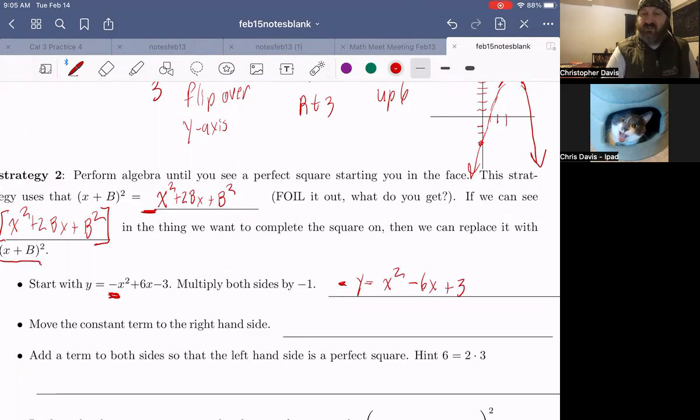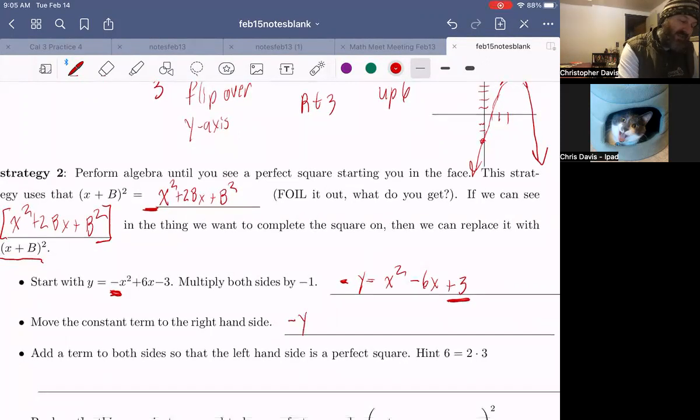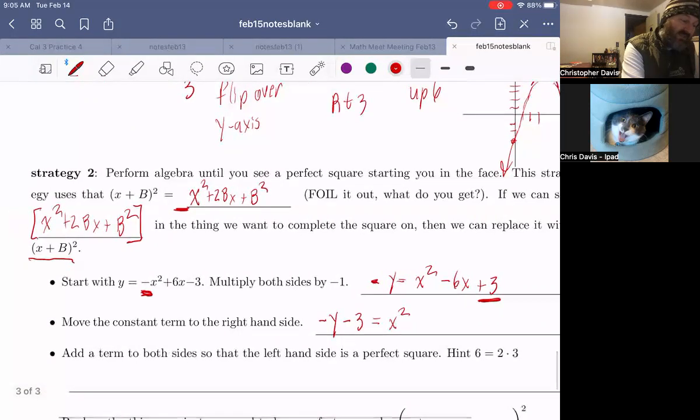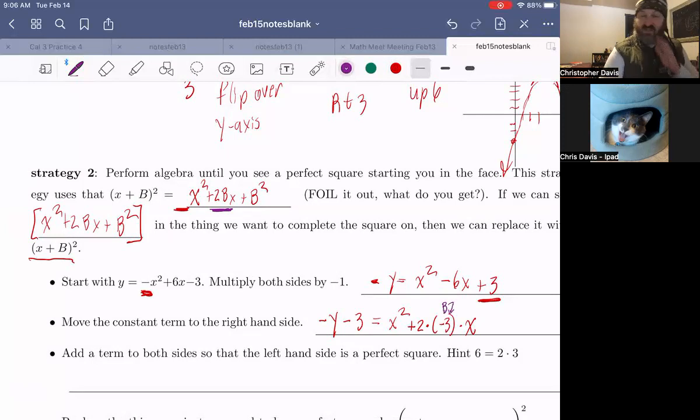So far, so good? All right, so this plus 3 is not really part of the analysis, so I'll just try to get rid of it. I'll move it to the other side and not think about it for a little bit. Negative y minus 3 equals x squared, and I'll even do a little bit more jiggery-pokery. I want the term next to the x to be of the form plus 2 times something times x. Well, this is plus 2 times -3 times x. So here's the target for what I'm going to have b try to be: -3.